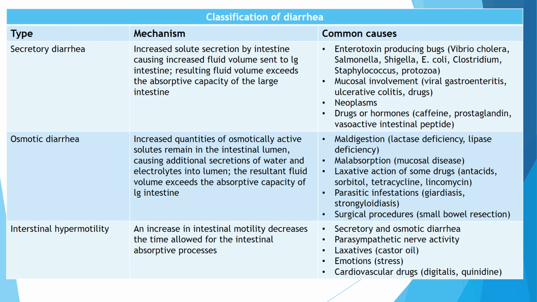The large intestine will still reabsorb its 2,700 milliliters of fluid, but if you have more fluid entering, you can't compensate for that increased volume. Okay, if it's osmotic diarrhea, the solutes that are in the gut are more osmotically active, and so that causes an increase of secretion of water and electrolytes, and that large amount of fluid is unable to be reabsorbed in the large intestine.